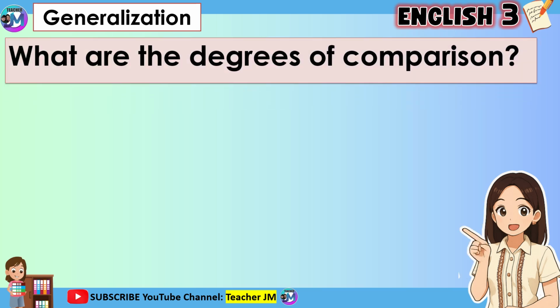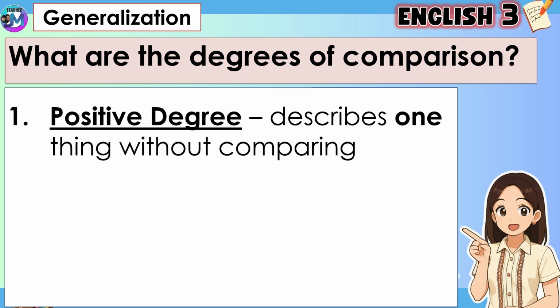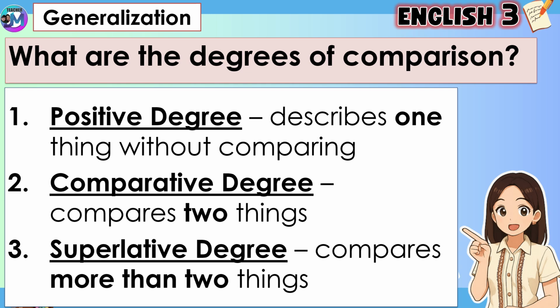What are the degrees of comparison? Awesome. We have the positive degree, which describes one thing without comparing. Next is the comparative degree, which compares two things. And the superlative degree, which compares more than two things.